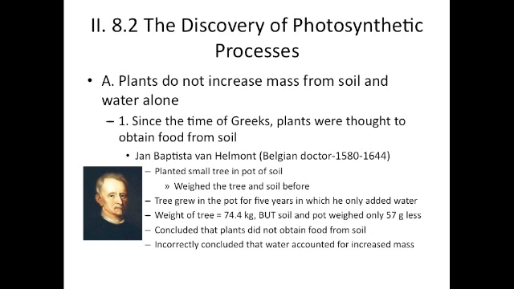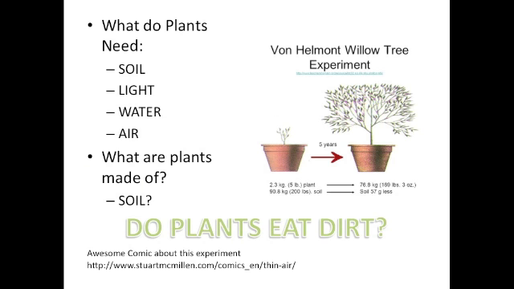So how in the world could the plant obtain food from the soil and achieve 74.4 kilograms? Okay, so soil and pot, they only lost 57 grams. So therefore, plants do not obtain food from soil. But there was a problem. He didn't really account for the water. So he incorrectly concluded that water increased the mass of the plant.